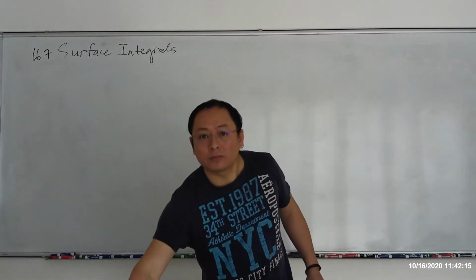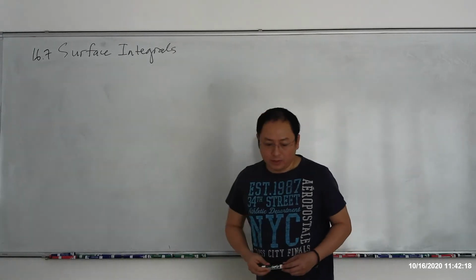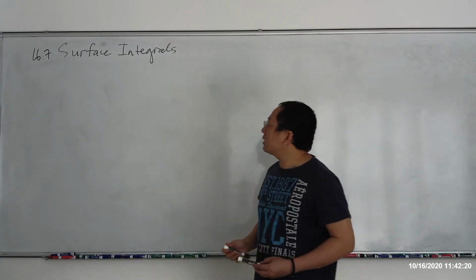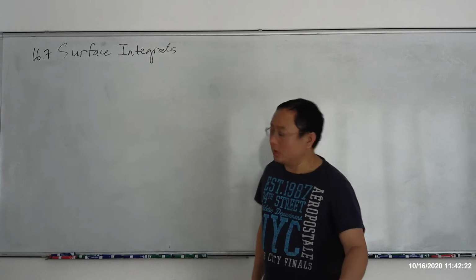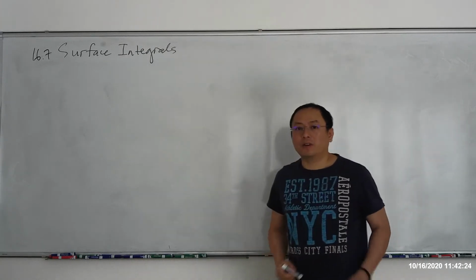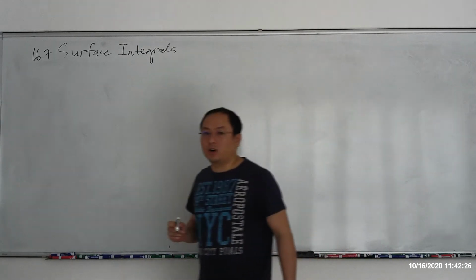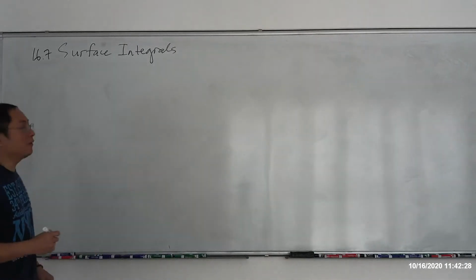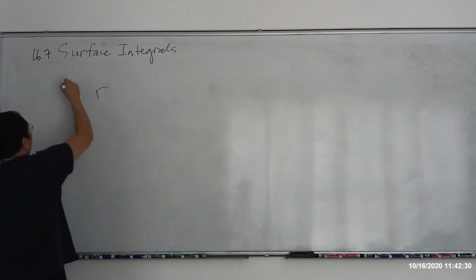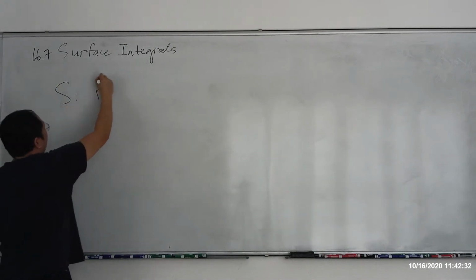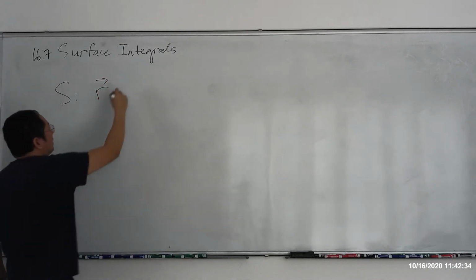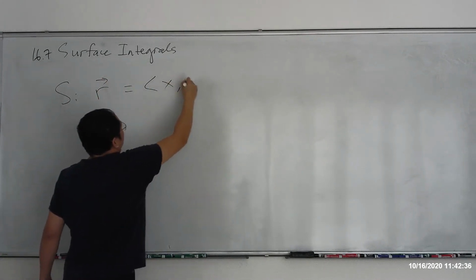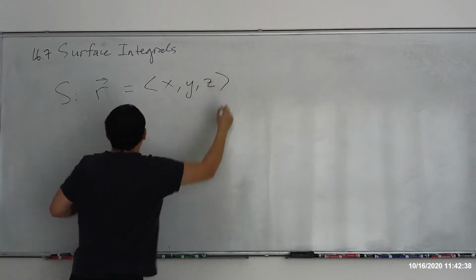Hello everyone. Today in this video clip I'm going to talk about section 16.7 of our course. We're talking about surface integral. So first recall the parametric equation of a surface. The surface denoted by capital S, in vector form, is equal to x, y, z, which just represents a point.